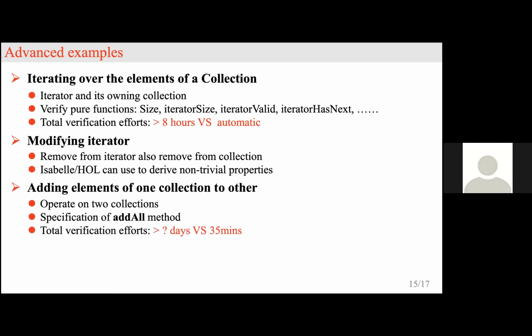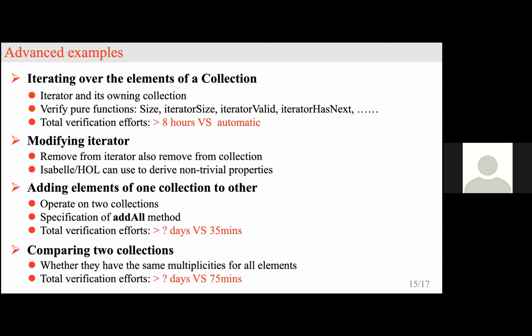The next example is adding elements of one collection to another. The previous examples only talk about one collection. Here we want to show that we can operate on two collections, and the most important thing is the specification of the addAll method in these examples. The final example is the most complex one. We're comparing two collections. We want to show whether these two collections are equal or not.